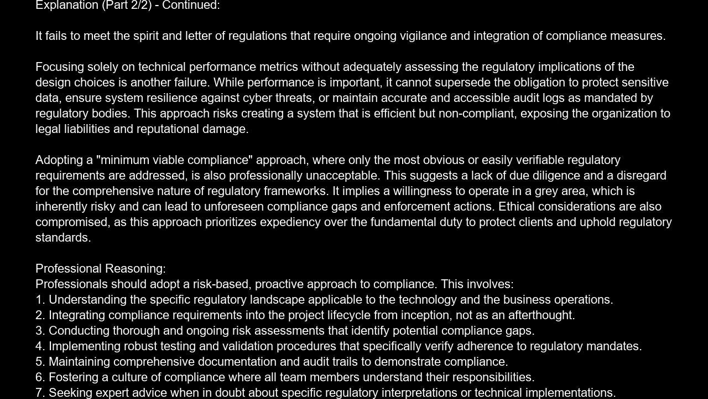5. Maintaining comprehensive documentation and audit trails to demonstrate compliance. 6. Fostering a culture of compliance where all team members understand their responsibilities. 7. Seeking expert advice when in doubt about specific regulatory interpretations or technical implementations.